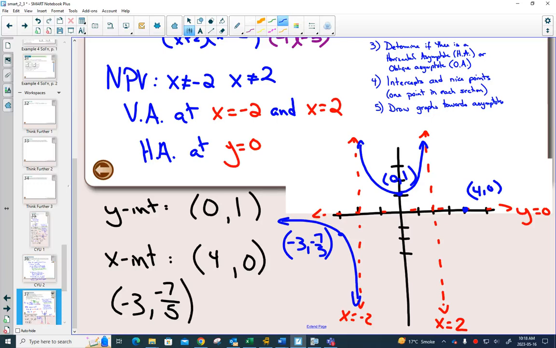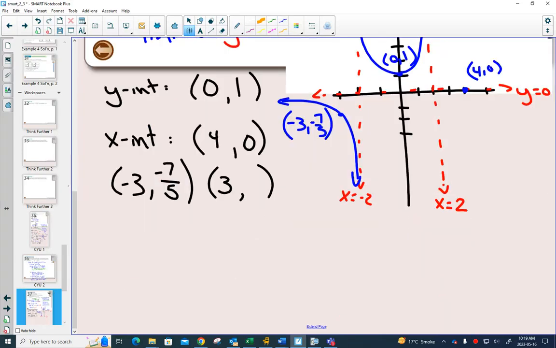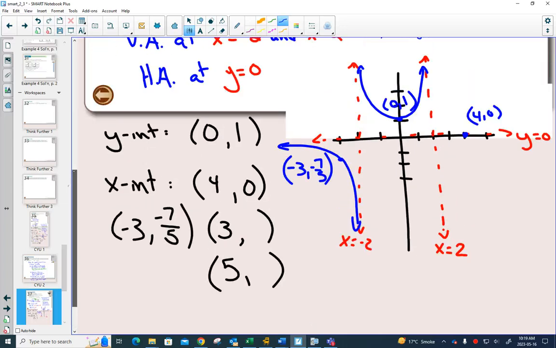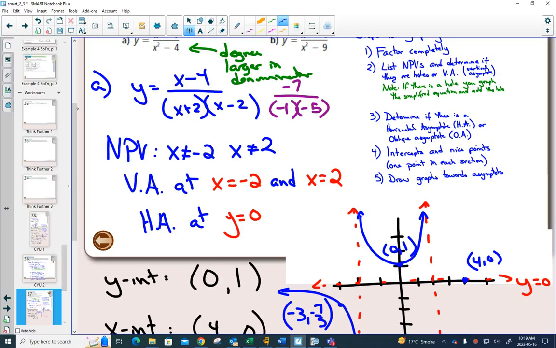And then in the section where x is bigger than 2, we run into a little bit of a problem. I have a point, but it's already on the asymptote. So I don't know if I should go up towards this asymptote or down, and what I should do around it. So I'm going to find a couple more nice points. I'm going to plug in 3 and find that, and I'm also going to plug in 5 and find that. Again, to find a nice point, you just go to your factored form.